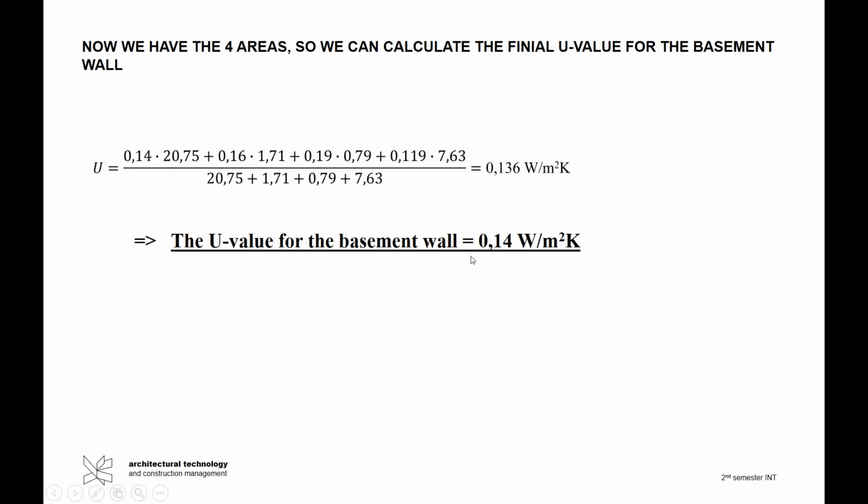So now I put it into the formula here, and it's really good if you exercise to type it into your calculator. So try and do that and see if you get the same result here. And then we get 0.137, but in the building regulations, all the U values are with 2 decimals. So therefore, we round it up to 0.414 W per meter Kelvin. So this is how you calculate the U value for the basement wall.